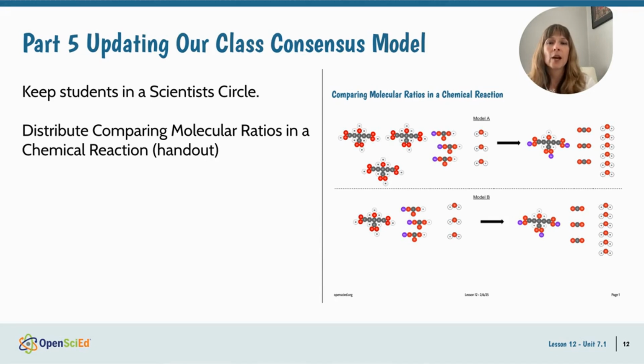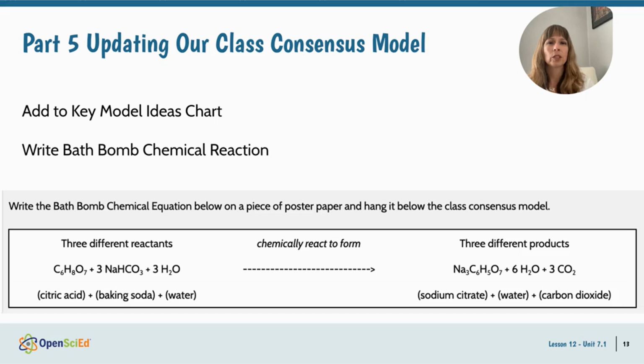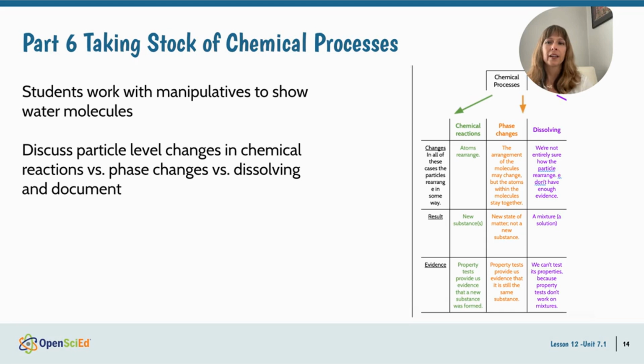That matches the discussion we just had about amounts and ratios. You're also going to write the bath bomb chemical equation on a poster near the molecular poster, which looks just like this. You can see on this slide that you finally have the chemical reaction for a bath bomb, which is exciting. In part 6, students get to use manipulatives to model water molecules for two phase changes.